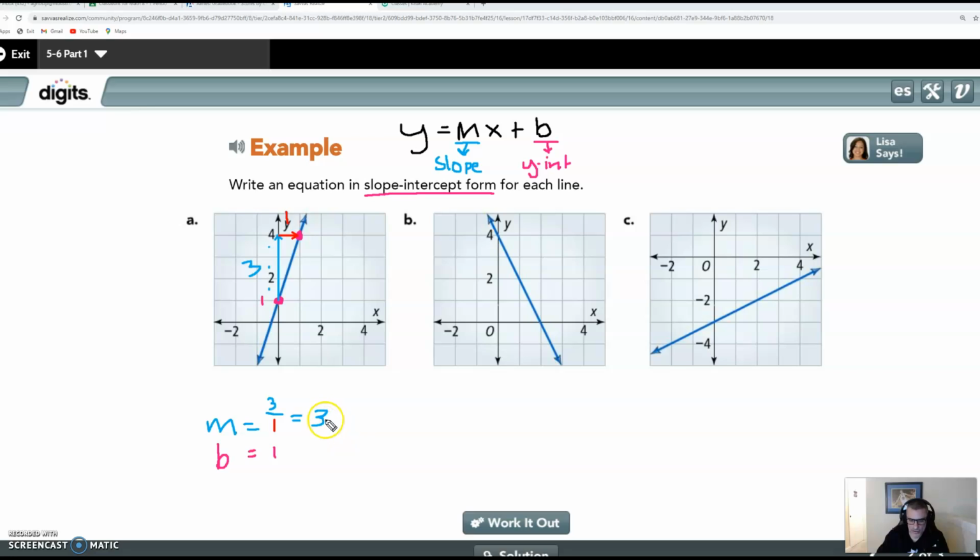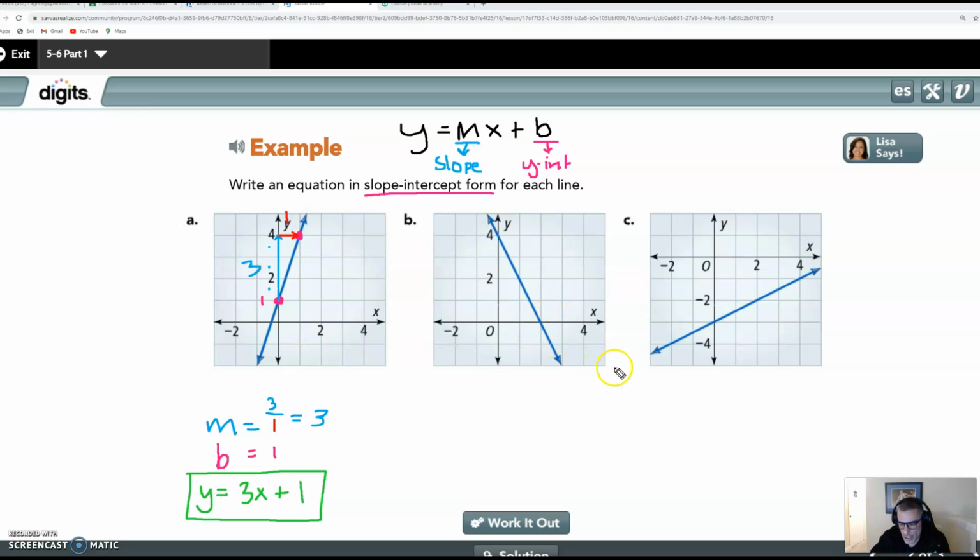Okay, so now I know that the slope is 3 and the y-intercept is 1, so just plug them in. Plug in 3 for m and 1 for b, and you have your equation. So the equation that generates graph A here is y is equal to 3x plus 1. I just plugged in 3 for m and 1 for b. So this equation right here will create this line.